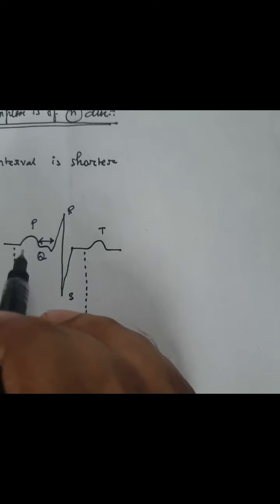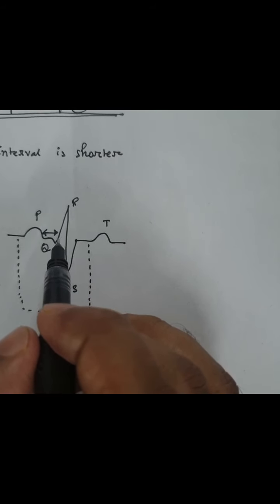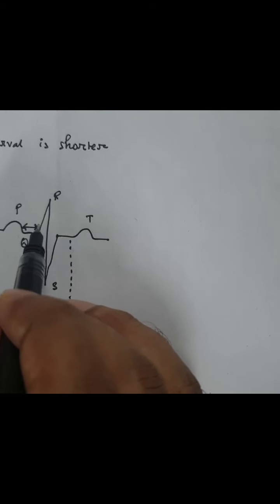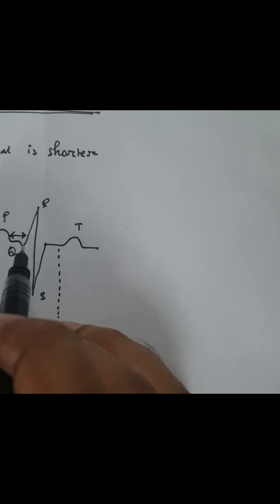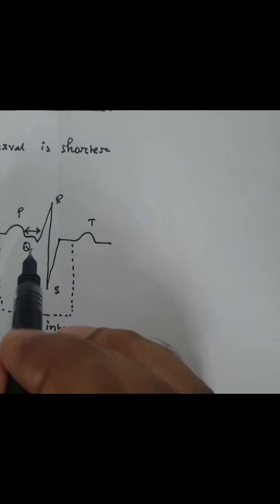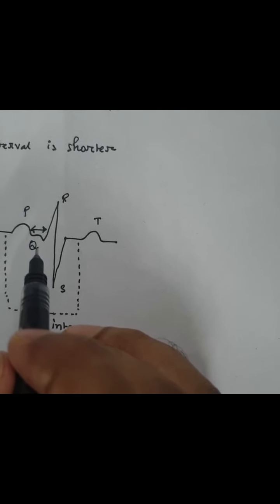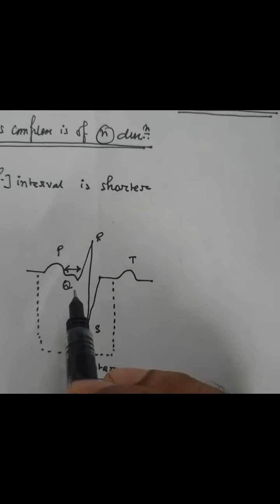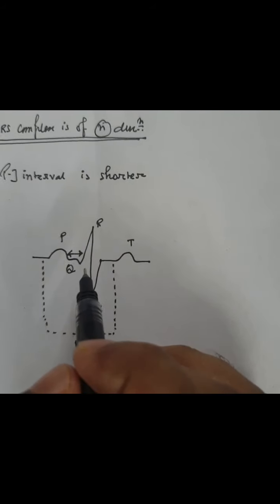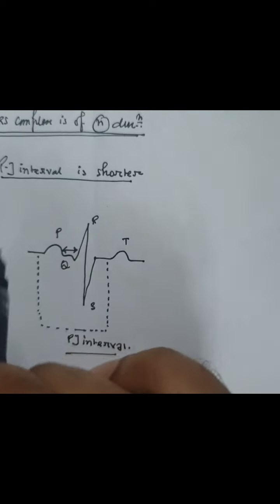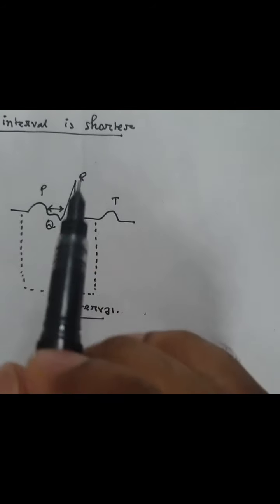When the QRS complex appears early and the PR interval is shorter, but the QRS complex is broad, as in the WPW syndrome, the PJ interval is intact. But in the LGL syndrome, where the PR interval is shorter and the QRS complex appears early but is of normal duration, the PJ interval is shorter. So these are the two main differentiating points. One, the QRS complex is broader in WPW syndrome and of normal duration in LGL syndrome. And two, the PJ interval is of normal duration in WPW syndrome, but shorter in the LGL syndrome, or Lown-Ganong-Levine syndrome.